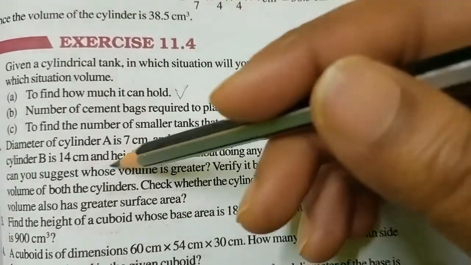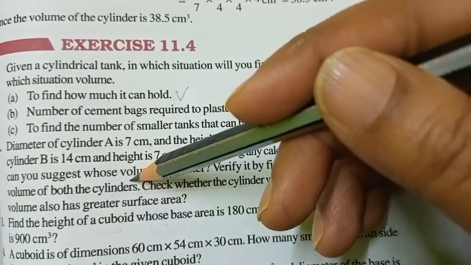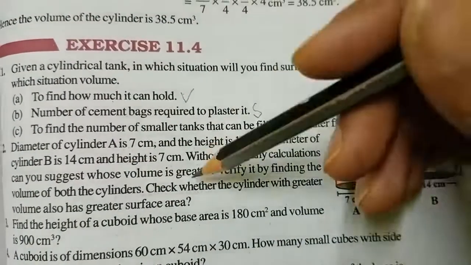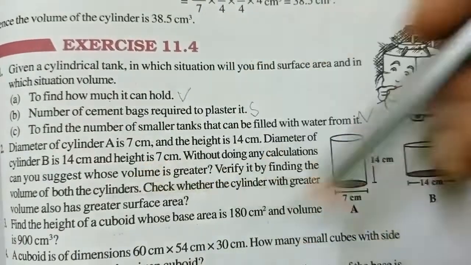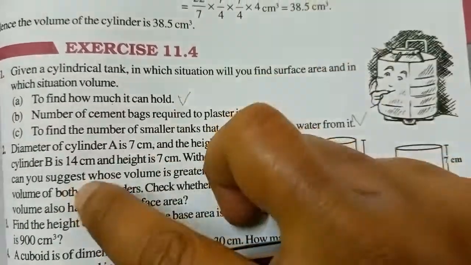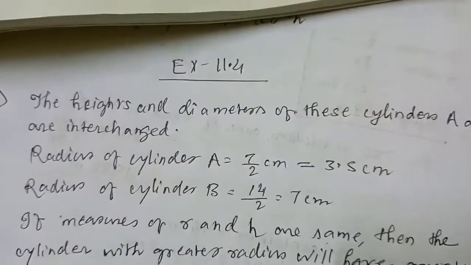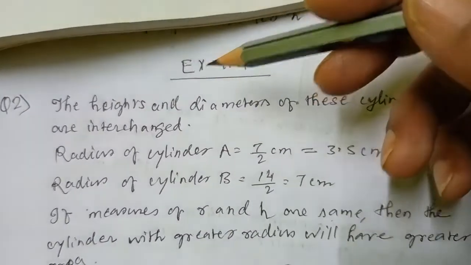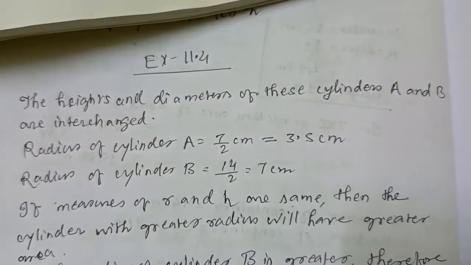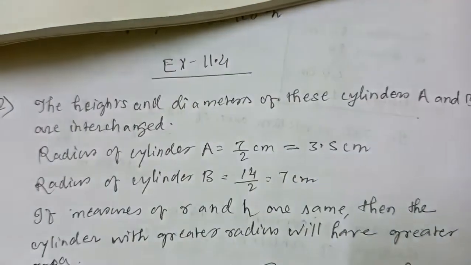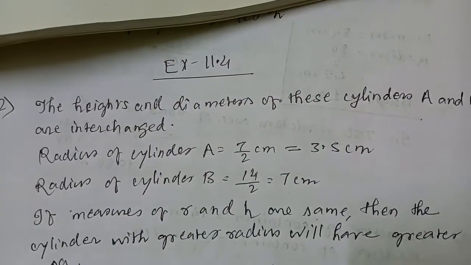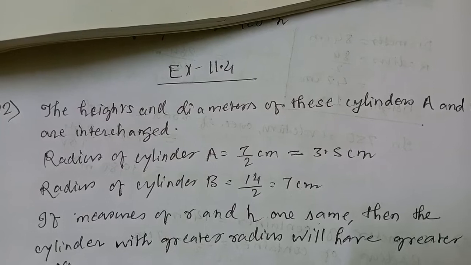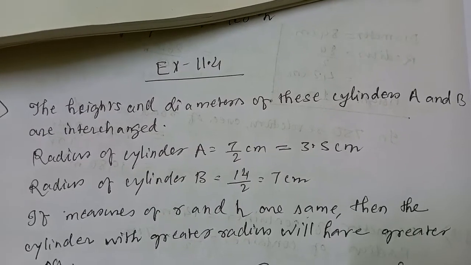Verify it by finding the volume of both the cylinders. Then we will put the formula and verify. Check whether the cylinder with greater volume has a greater surface area or not. Okay, so let us do it. The heights and the diameters of cylinders A and B are interchanged, as I already showed you.